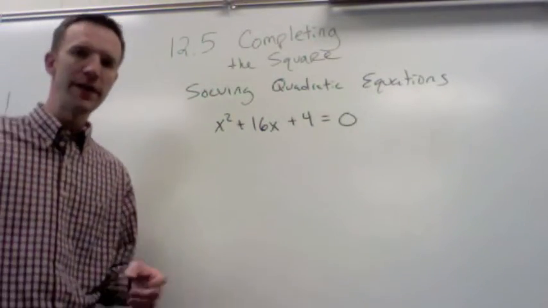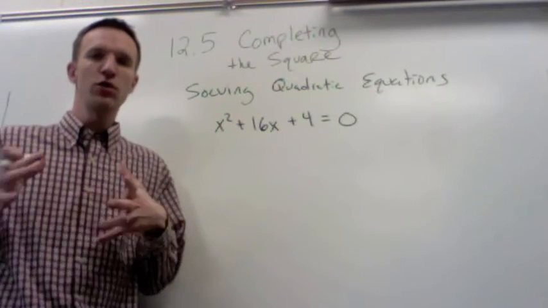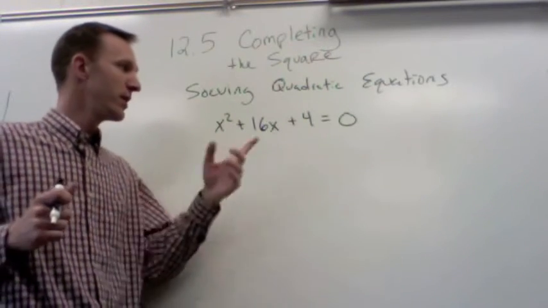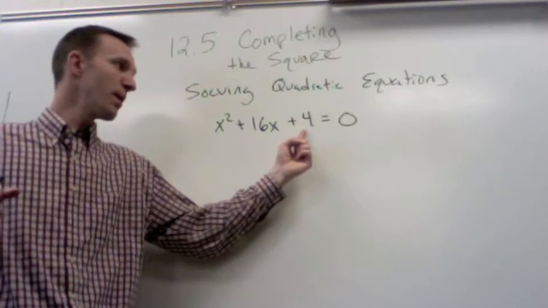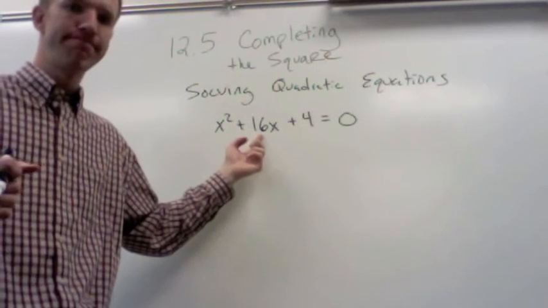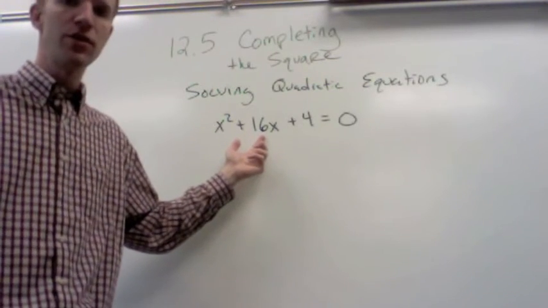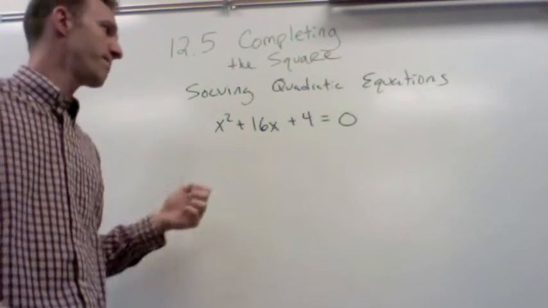All right, hopefully you can read that. It says x squared plus 16x plus 4 equals 0. If you looked at that equation and tried to factor it, you'd get stuck here, because what are two numbers that multiply together to give you 4 that add up to 16? You're not going to find any. So we have to do a completing the square problem here.